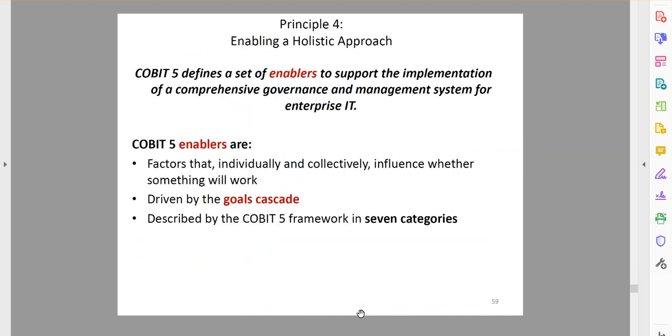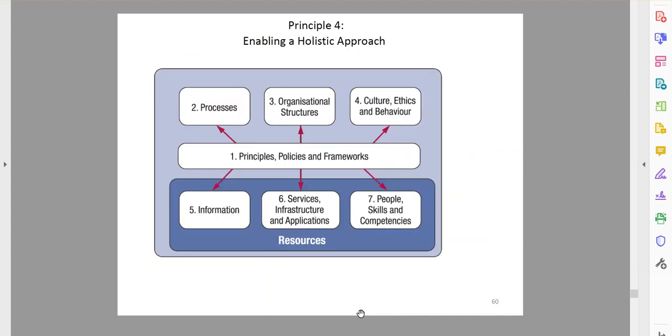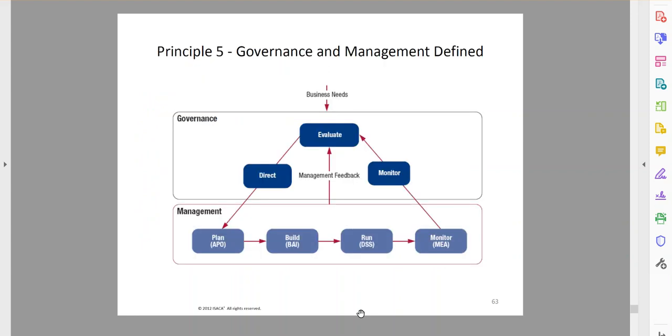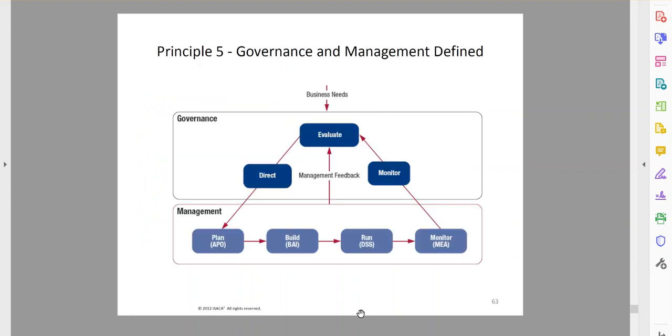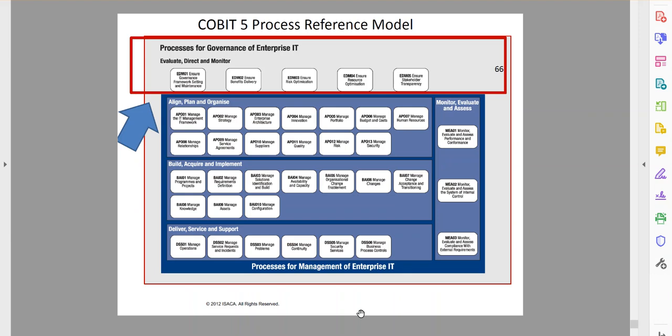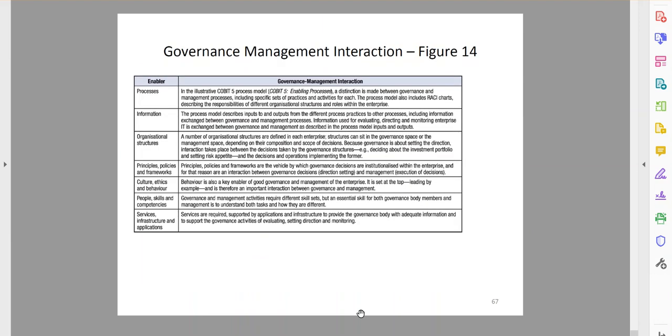Four, we discussed the enablers, nothing new, dimensions, KPIs or the metrics. And finally, principle five, governance. So we discussed everything in governance. So with that you see that it is the same content, but in a different order, different layout.